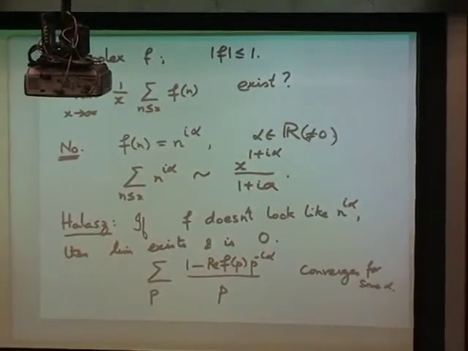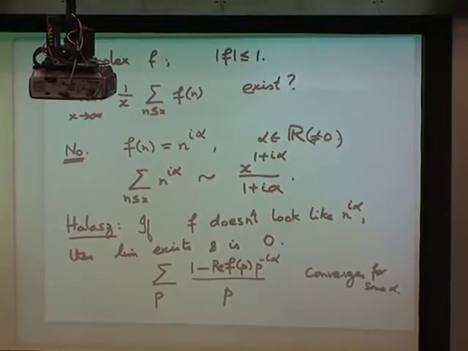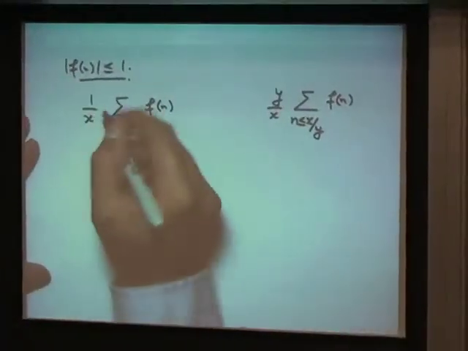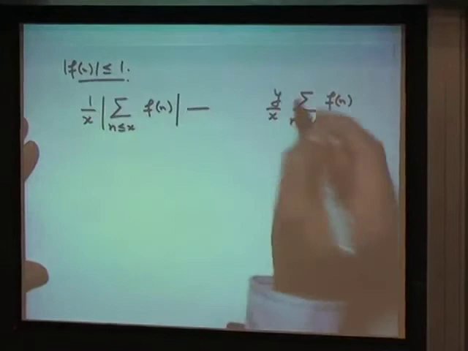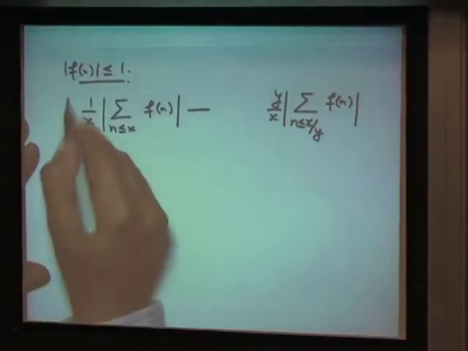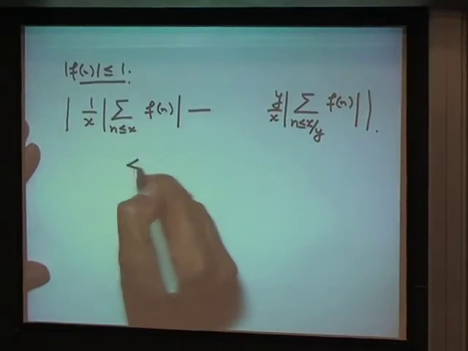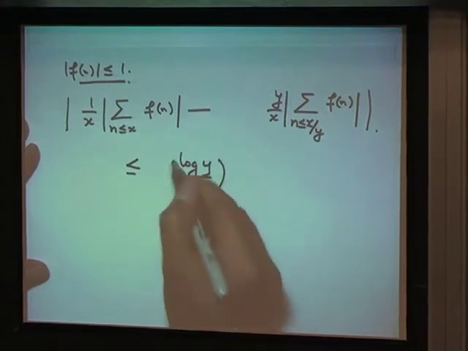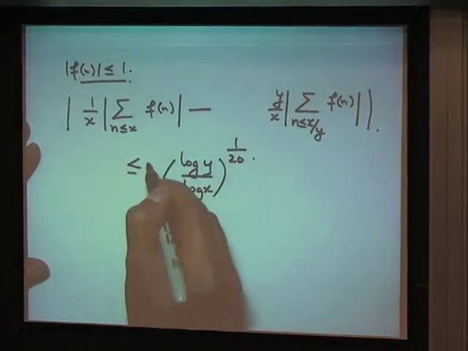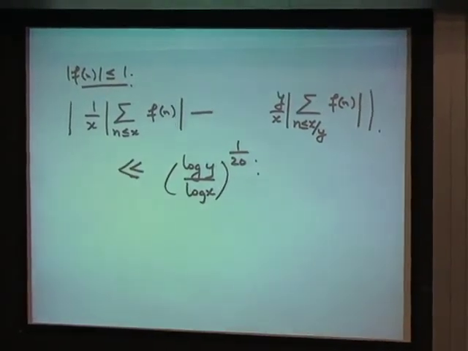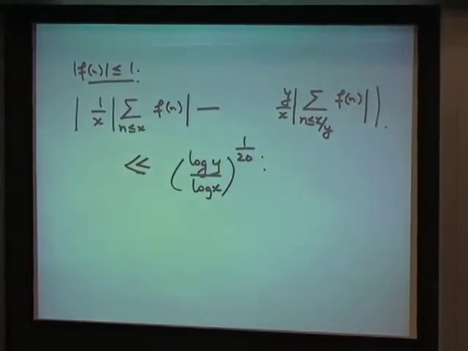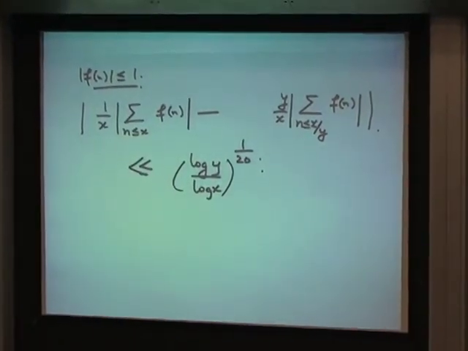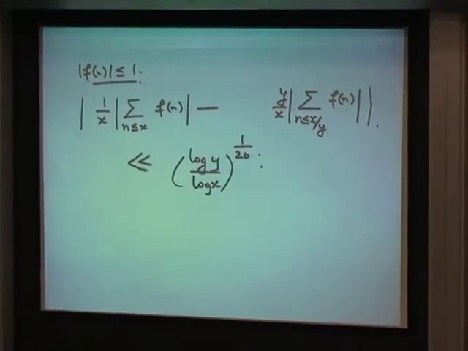One thing you can see is that if I take absolute values, they're going to be actually close to each other even in that case. So here's a result which is true. If you take the absolute value here and you take the difference from this, the size of that difference is bounded by something like log y over log x to the 1 over 20 or something, with some constants. So if y is a very, very small power of x, then there's not much difference between the mean value of your multiplicative function at x and the mean value of the multiplicative function at x over y.